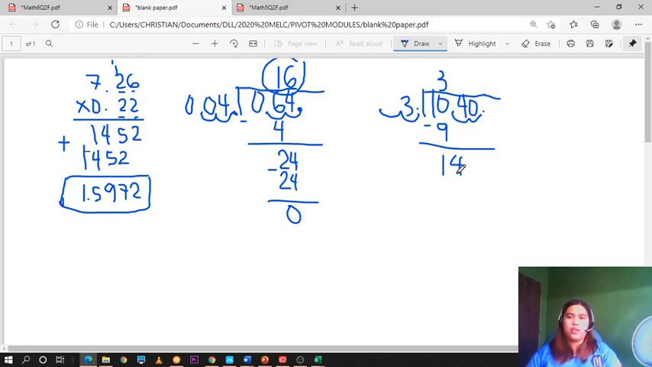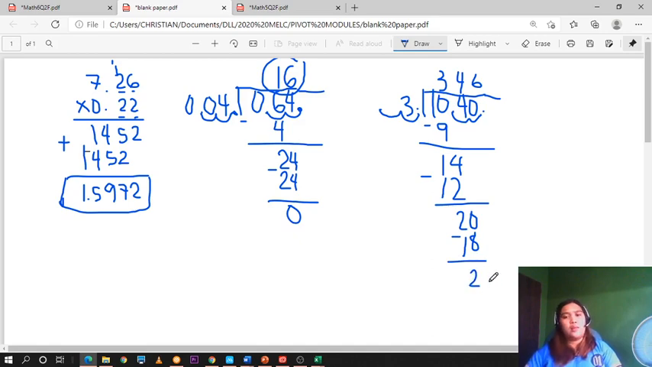Okay? So, 14. 14 divided by 3 is 4. 4 times 3 is 12. And 14 minus 12 is 2. Then, we will bring down 0. So, 20 divided by 3 is 8. Ay, sorry. Is 6. 6 times 3 is 18. Then, 20 minus 18 is 2.